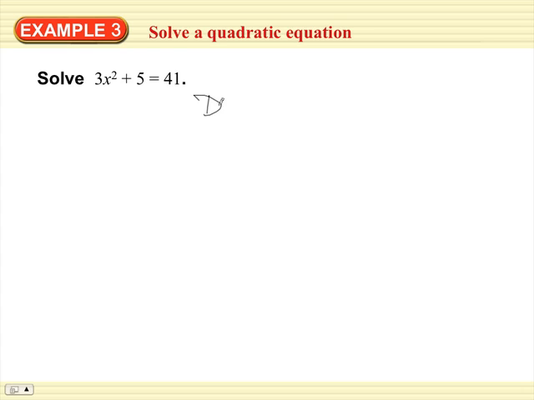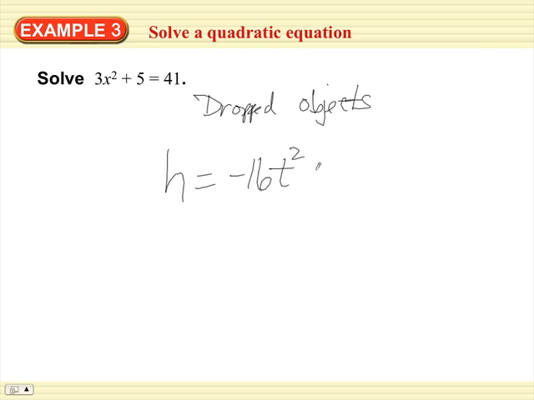Dropped objects. Write this down. Dropped objects. You need to know this formula. H equals negative 16 t squared plus h sub 0. Now notice there's two h's here. Anybody know what this one means? H does mean height, but there's an h here and an h here.